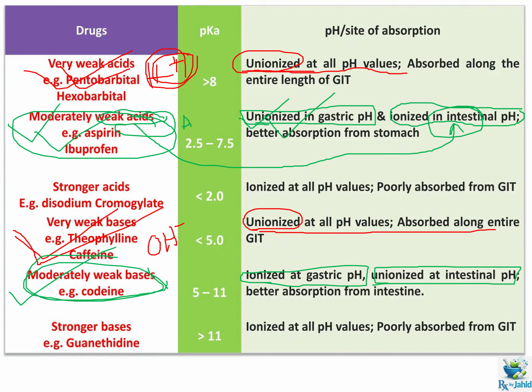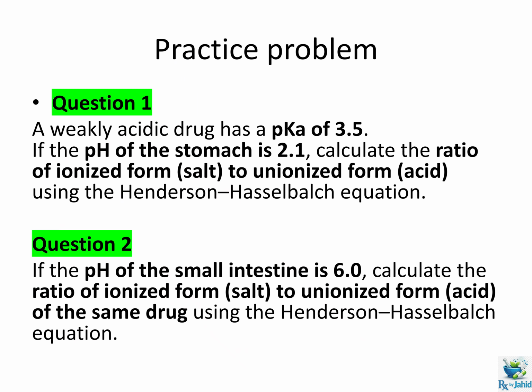So you may have confusion regarding this. This confusion will be solved in our next lecture, where we'll discuss the problem and solution. So let's see here. A weakly acidic drug has a pKa of 3.5. Very good. So now, if the pH of the stomach is 2.1, then we have to calculate the ratio of ionized and unionized using the equation. So now tell me, what would be the fate of a weakly acidic drug in the stomach?